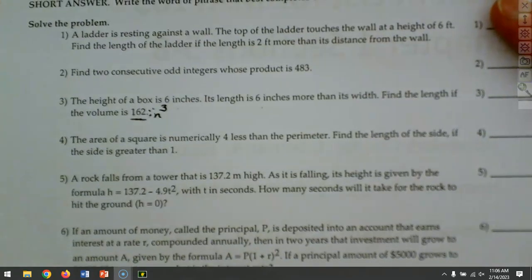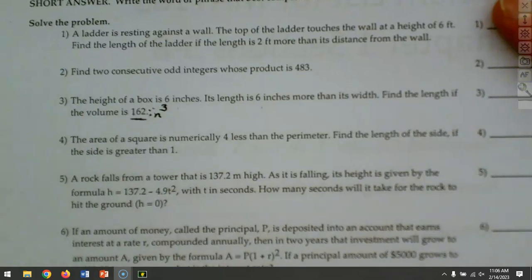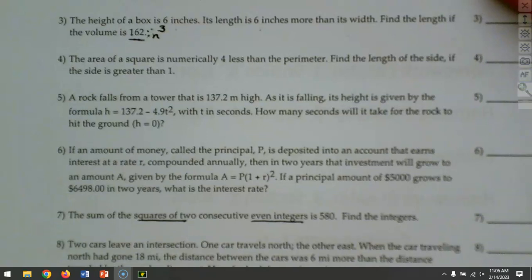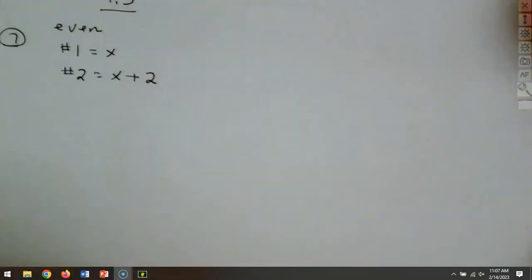Out of 1-5, it says the sum of the squares of two consecutive even integers is 580. Okay? So what does that mean? Well, first off, what kind of integers do we have? We've got even, right? So is the gap 1 or is the gap 2? Even or odd, they always have a gap of 2. So in this case, we're going to have the first number, x. The second number is x plus 2. Is everyone okay with that so far?